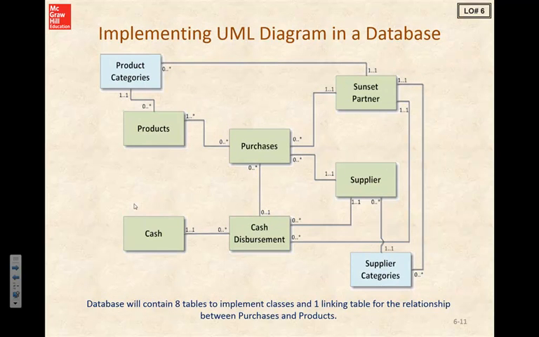So here we're looking at our database, which is going to contain 8 tables. We're going to implement classes and one linking table for the relationship between purchases and products, just because we have that many-to-many relationship.